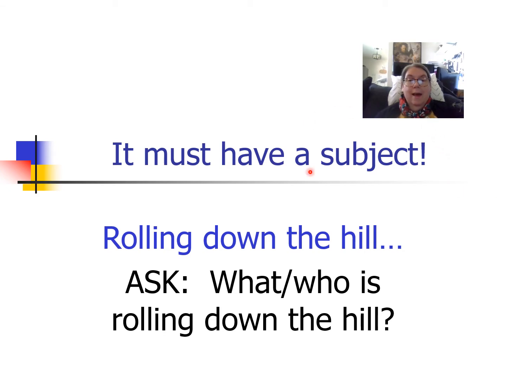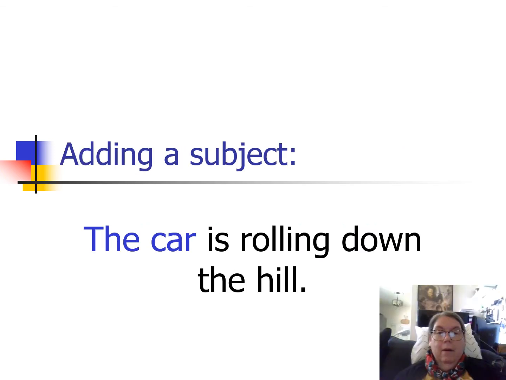First of all, it needs to have a subject. The subject is who or what the sentence is about. So in this fragment I showed you earlier, "rolling down the hill," I would ask, well, what's rolling down the hill? Who's rolling down the hill? If I add a subject, "the car is rolling down the hill," I have a clearer picture now of what the sentence is about.